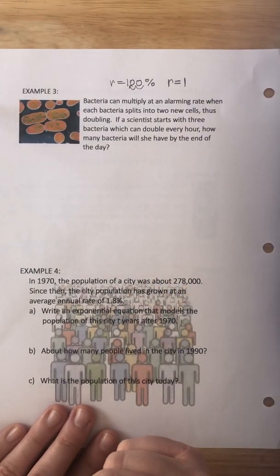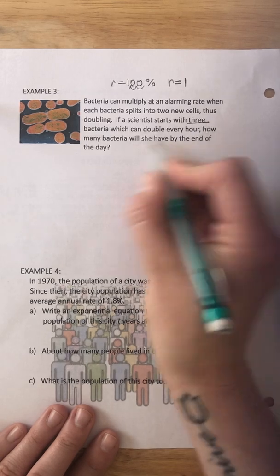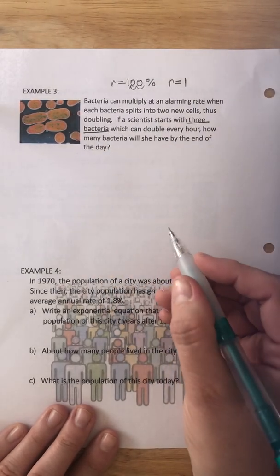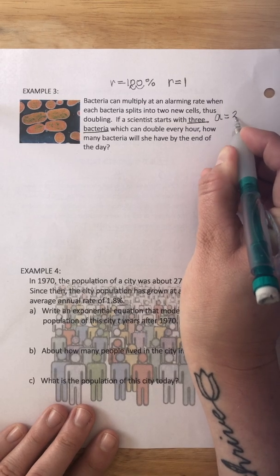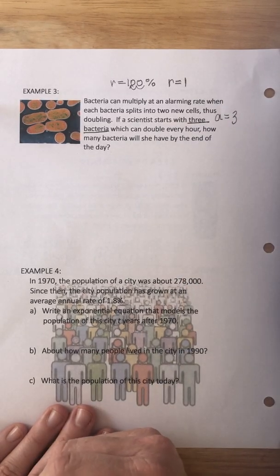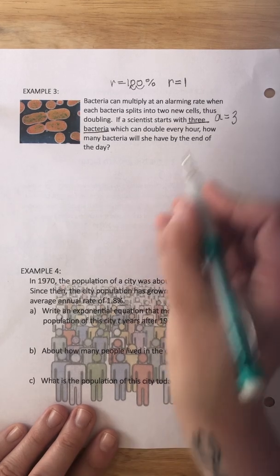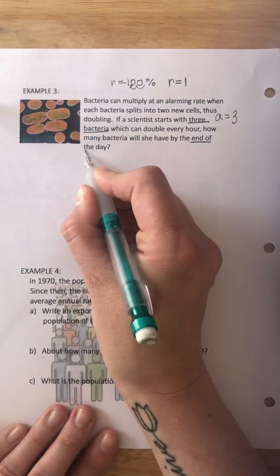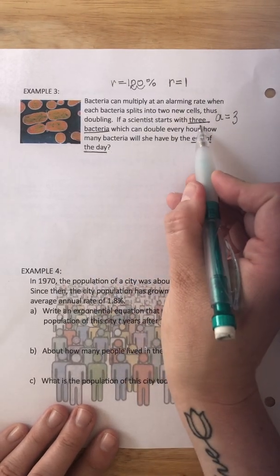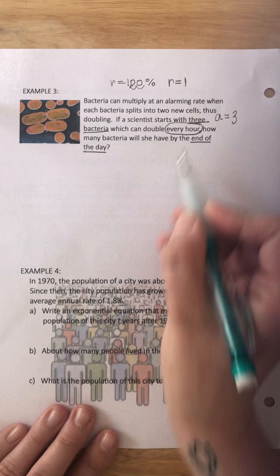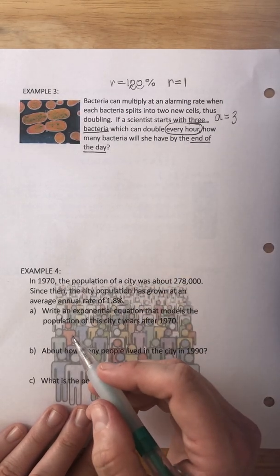All right, it says if a scientist starts with 3 bacteria, the 3 is going to represent our initial amount. So we now know what A is, and they are doubling every hour. How many bacteria will she have by the end of the day? Okay, well, let's look and see what's happening because it's doubling every hour, and we want to know how many she's going to have by the end of the day.